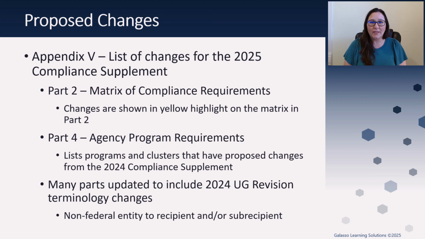So our number one thing that we look at is going to be Part 2 and Part 4. Those are going to show the different changes to each specific program. So Part 2 is our matrix. It's going to show if some of those compliance requirements went from a yes to a no or vice versa. And again, remember, we have that very easy way to identify those: they will be highlighted in yellow if they did change. And then Part 4 is going to be going through specifically some of those programs that have changed. So there is a list in this appendix, and you would just want to go to your specific program and read those changes.